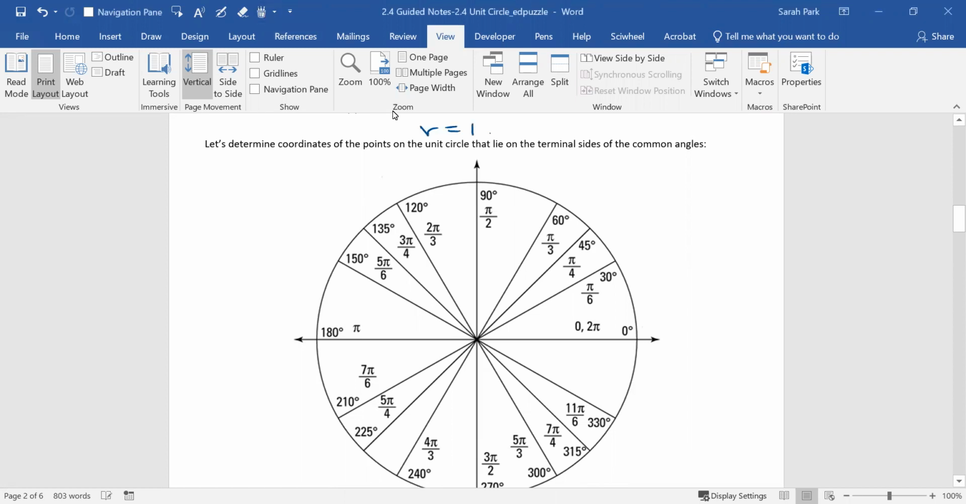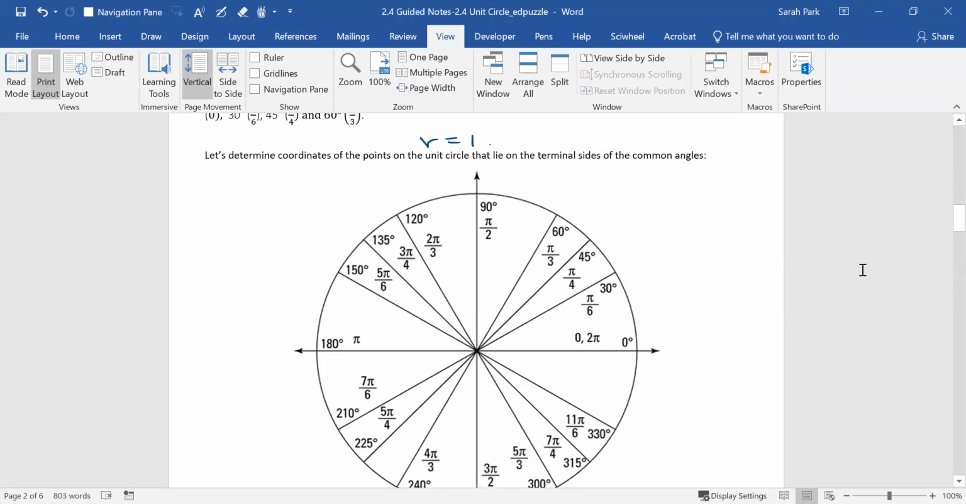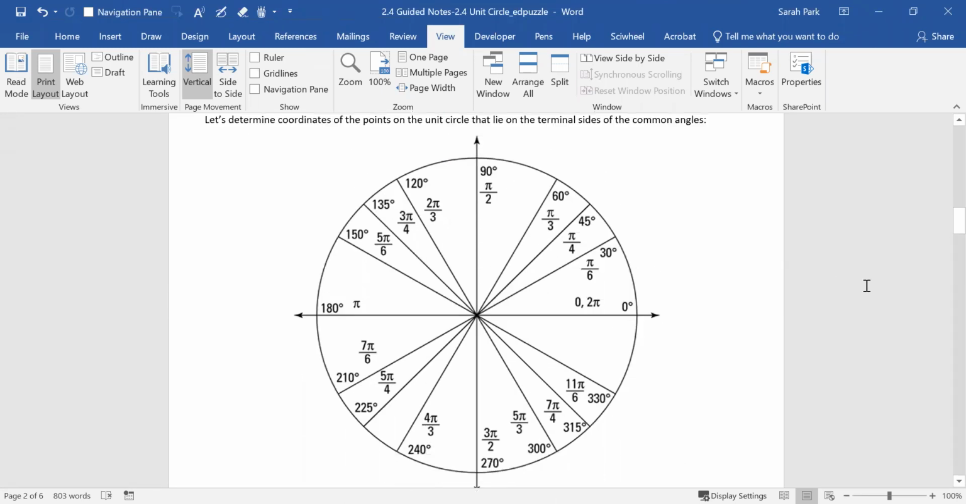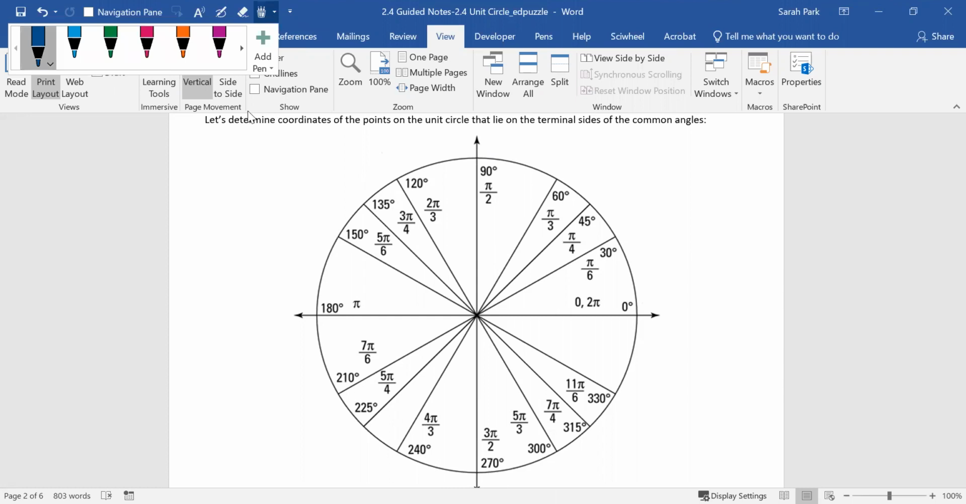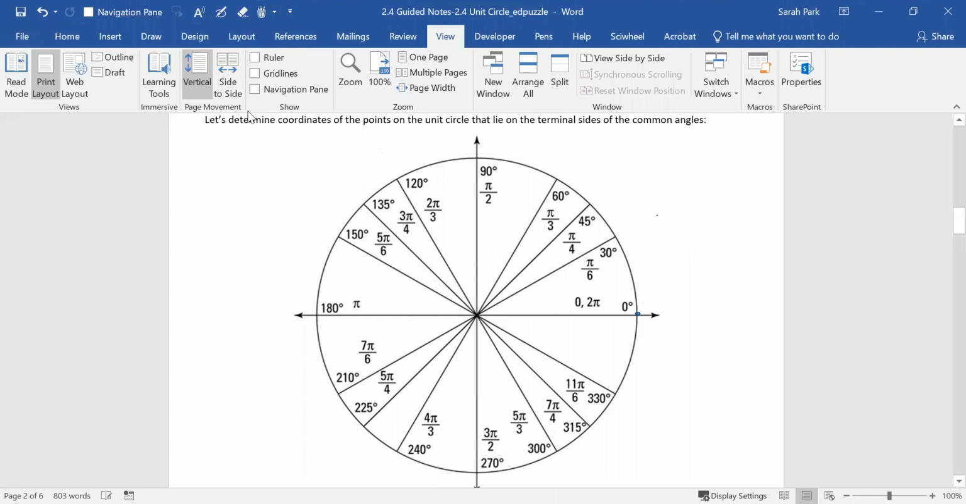Okay, so the radius is 1, and we're assuming now that we're putting points around the specific common values that you find on the unit circle. So let's start with 0 degrees or 0 radians. At this point, remember the radius is 1. The x value of this point is going to be 1. The y value is going to be 0.